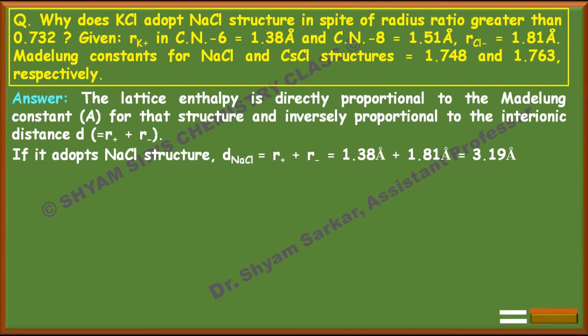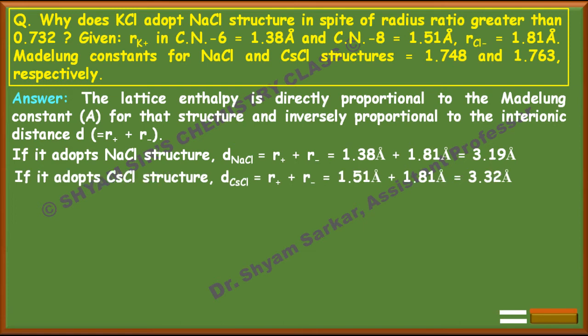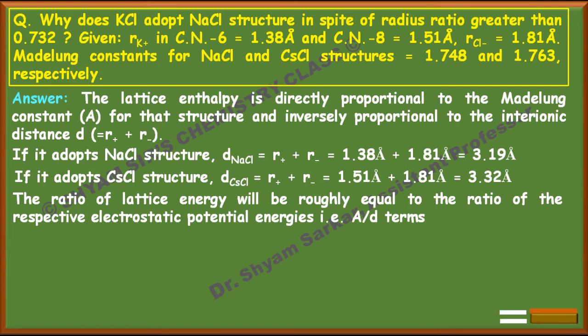So D if it adopts the NaCl structure is 1.38 angstrom plus 1.81 angstrom, that means 3.19 angstrom. But if it adopts the cesium chloride structure, then the D value becomes 1.51 angstrom plus 1.81 angstrom for Cl-, and that becomes 3.32 angstrom. So now the ratio of lattice enthalpies will be roughly equal to the ratio of their respective electrostatic potential energies, that is from the respective A by D term.